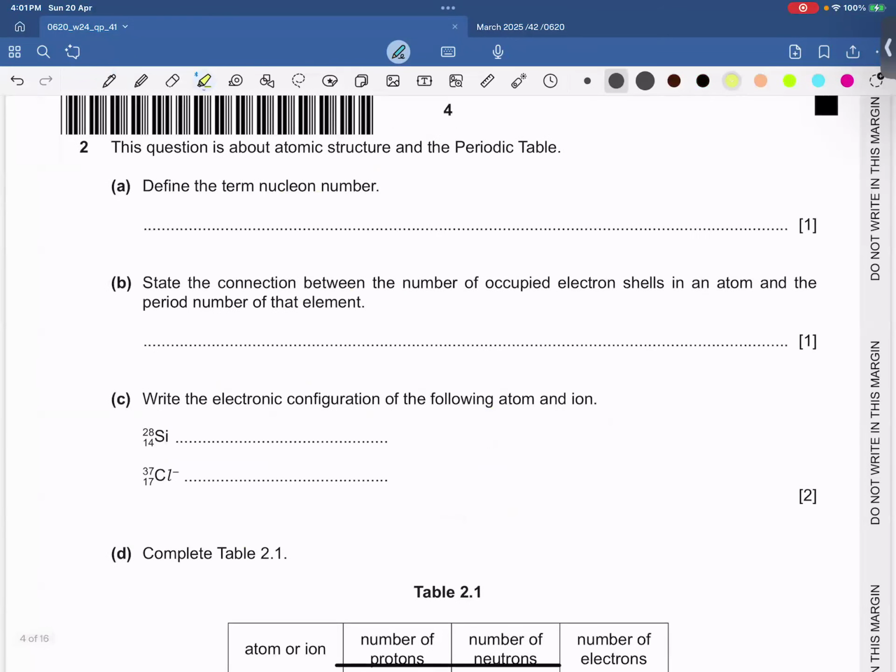Next question. This question is about atomic structure and the periodic table. Define the term nucleon number. Sum of protons and neutrons is called nucleon number.